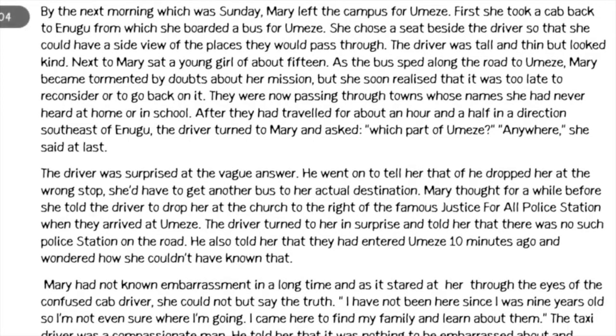Mary thought for a while before she told the driver to drop her at the church to the right of the famous Justice for All police station when they arrived at Umezi. The driver turned to her in surprise and told her that there was no such police station on the road. He also told her that they had entered Umezi 10 minutes ago and she wondered how she couldn't have known that. Mary had not known embarrassment in a long time, and as he stared at her through the eyes of the confused cab driver, she could not but say the truth.